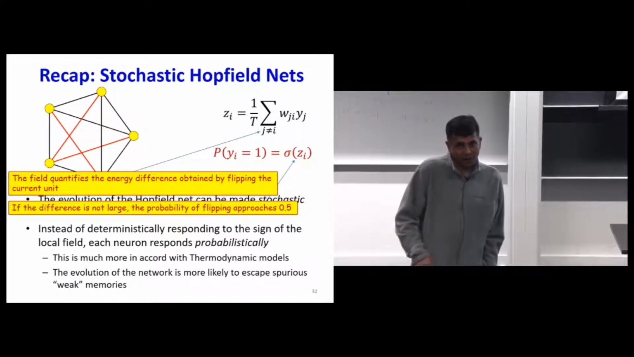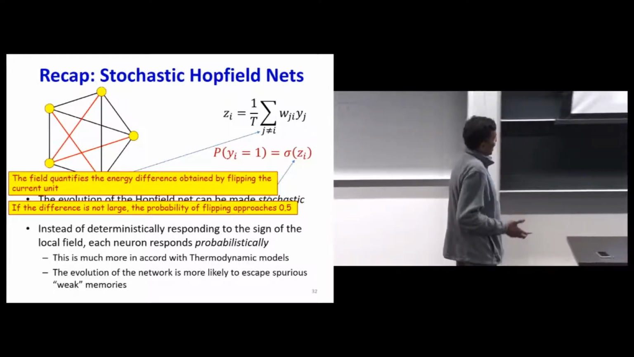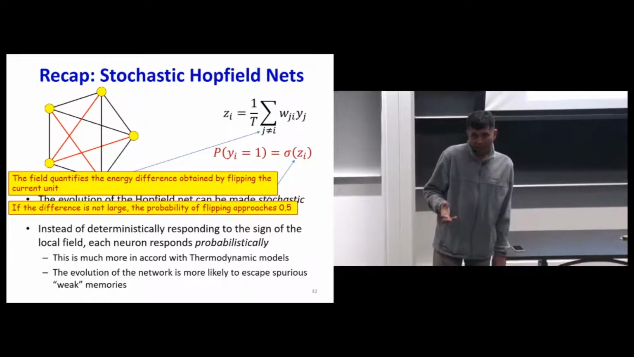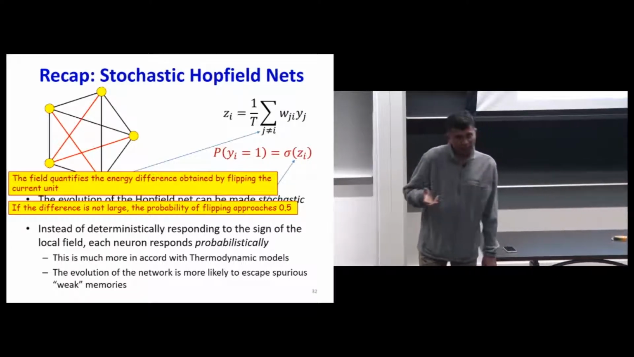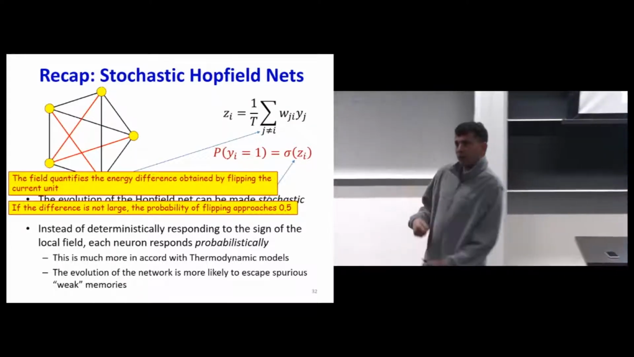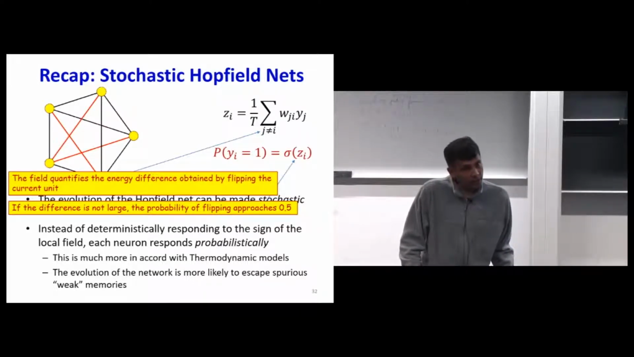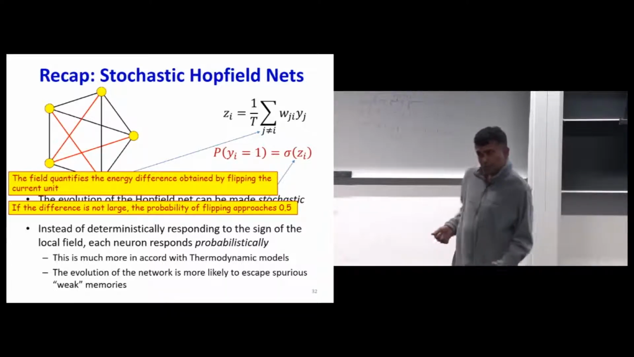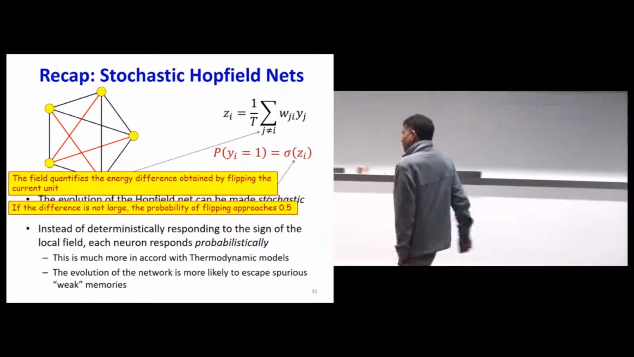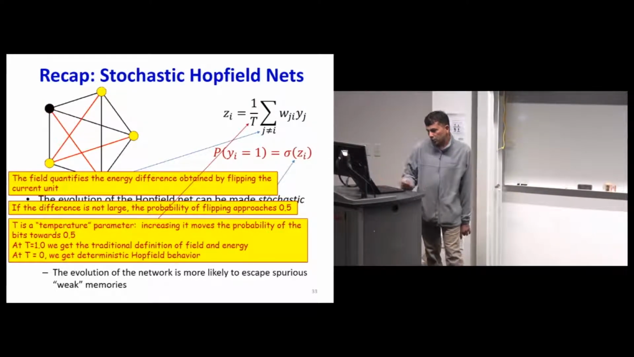On the other hand, if flipping the bit is going to greatly increase the energy, that means z becomes a very large value. The probability of flipping the bit becomes 0. If, on the other hand, flipping the bit is going to greatly reduce the energy, the probability of flipping the bit becomes 1. And for intermediate values, you're going to get a value between 0 and 1, right? And finally, this temperature bit gives you this control.